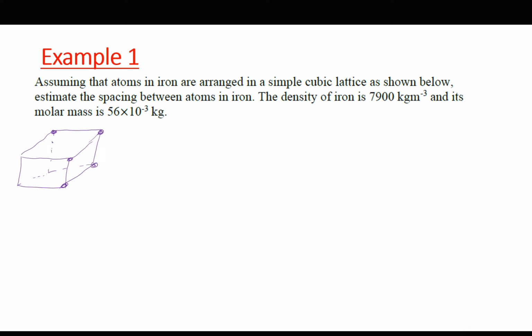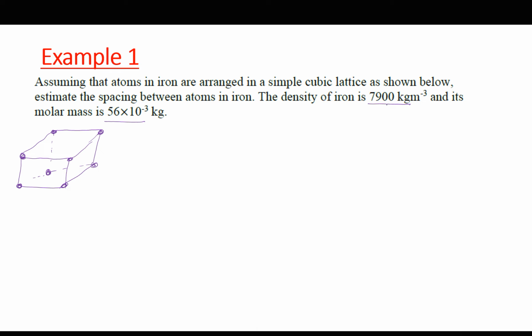This is iron, that is Fe, mass number 56, atomic number 26. Estimate the spacing between the atoms in iron. The density of iron is this, and its molar mass is that. If the molar mass is known and the density of iron is known, then we can estimate the interatomic spacing.